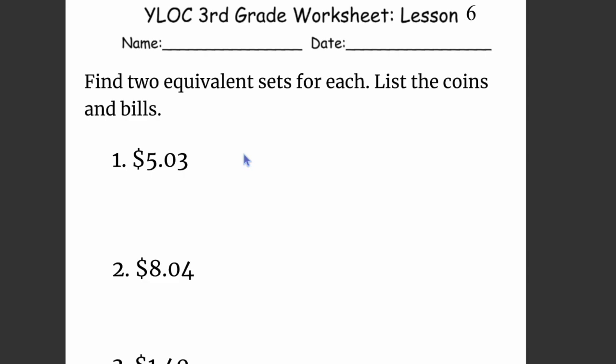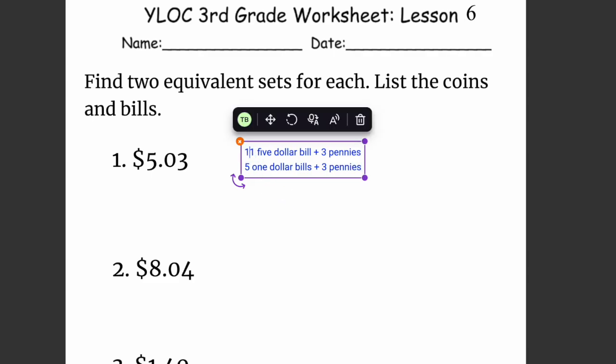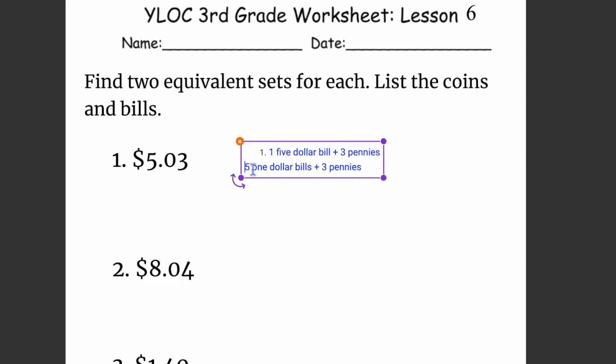We can divide this amount into one $5 bill plus 3 cents or 3 pennies, because one $5 bill is equal to $5, and what we have remaining is 3 cents, and that could be represented as 3 pennies. Our second way to do this is to have 5 $1 bills plus 3 pennies, and these two are equal to the same amount, so they're both correct.